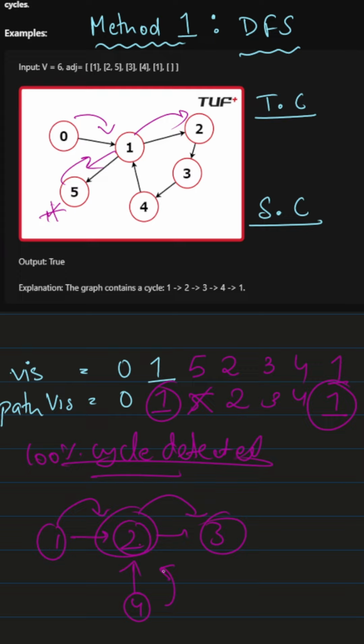2 will be visited, but it would not be path visited, because this will be a new path and not the path which we followed earlier from 1 to 2 to 3. That is why you need the path visited array as well, to make sure that you are not giving fake cycle detections.